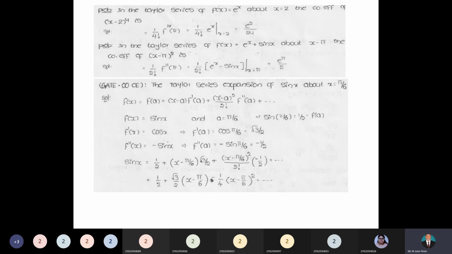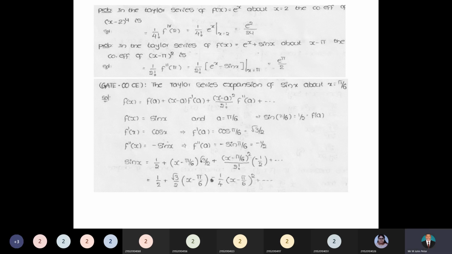Cos pi by 6, that is root 3 by 2, is the value. Cos 30 degree is root 3 by 2. If you have a doubt, you may check with your calculator. You may get the same value; it may come in decimal.